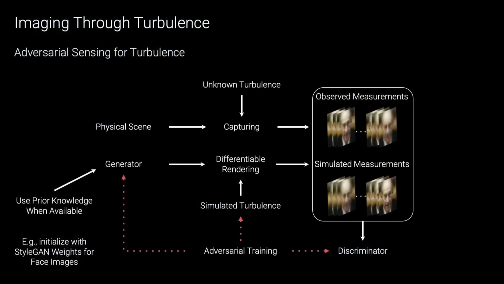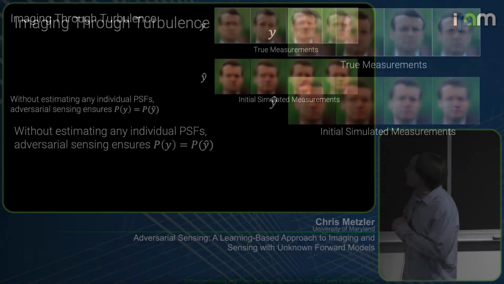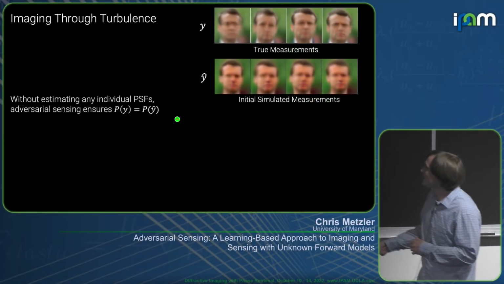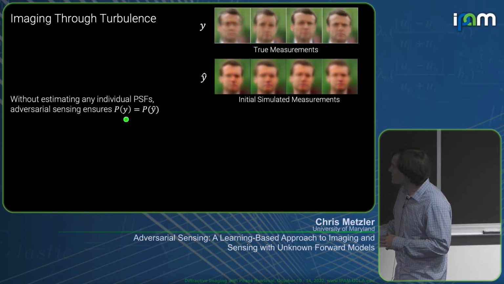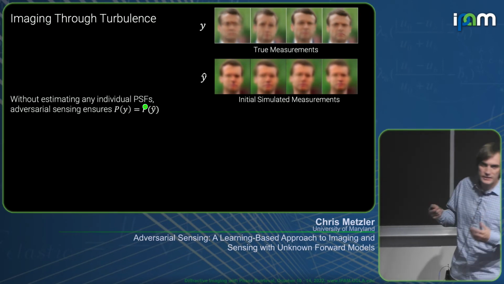When we are, say, reconstructing natural images, with which we have lots of training data, we can optionally use prior knowledge in the form of a pre-trained generative model here. For instance, we could initialize a StyleGAN for face images. And so, for imaging through turbulence, without estimating individual PSFs, we can ensure that the distribution of the measurements matches the distribution of the predicted measurements.